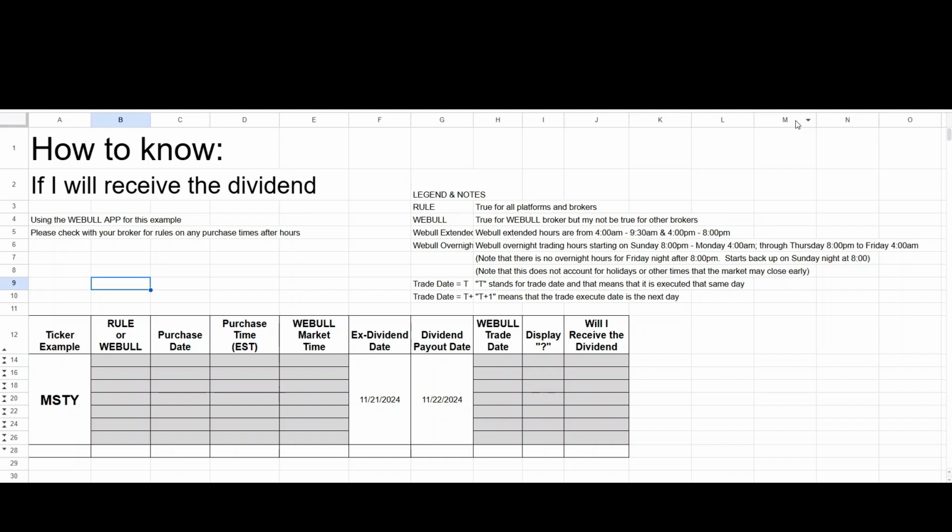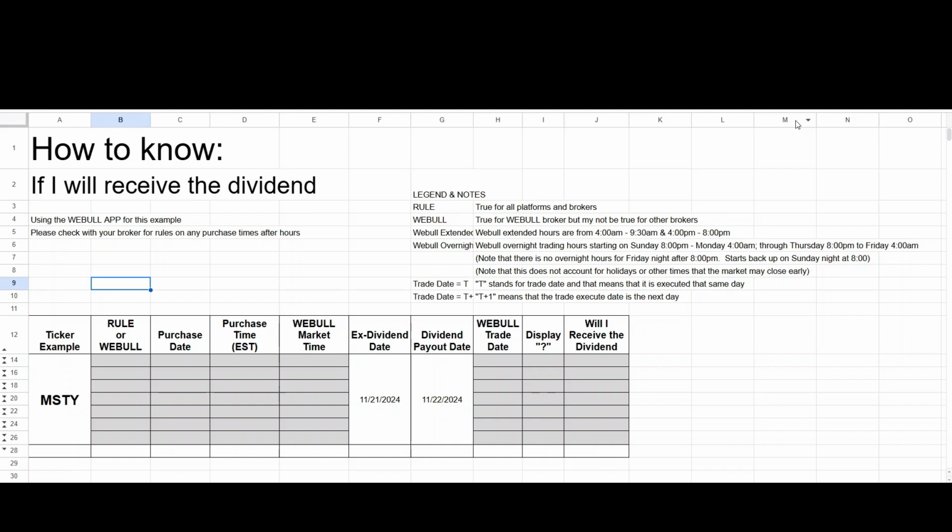So in this case, if we're looking at MSTY and the ex-dividend date is November 21st, even though it doesn't pay out until the 22nd, the ex date is November 21st. That means you have to own the stock at least 1 day before that date in order to receive the dividend.